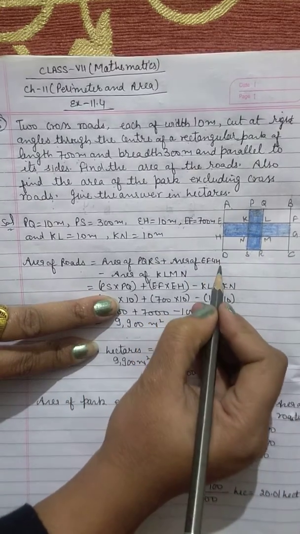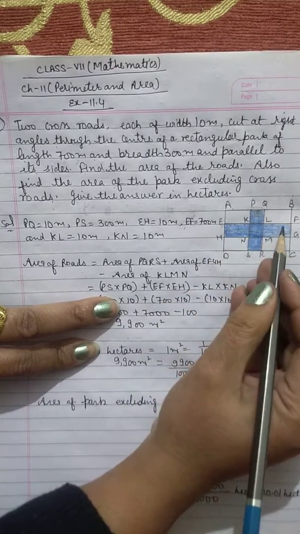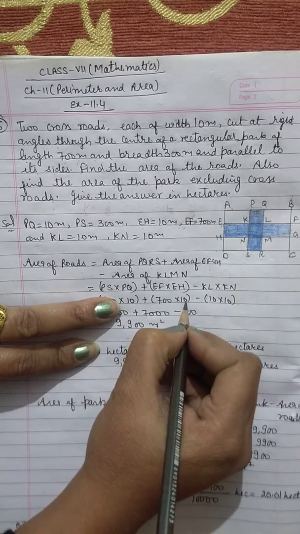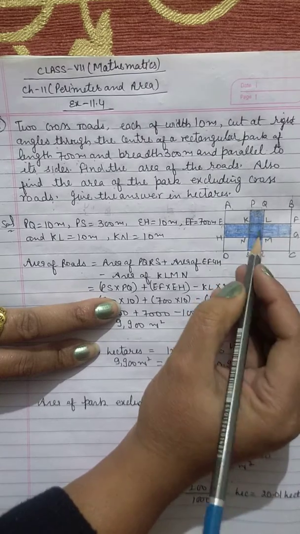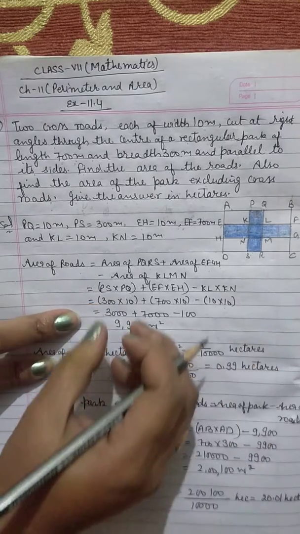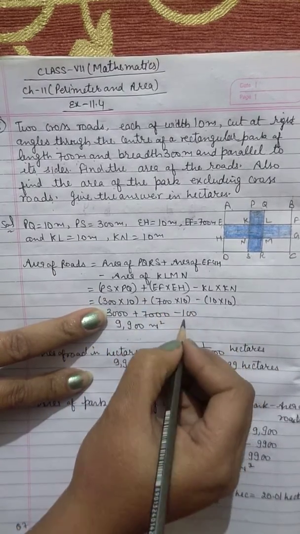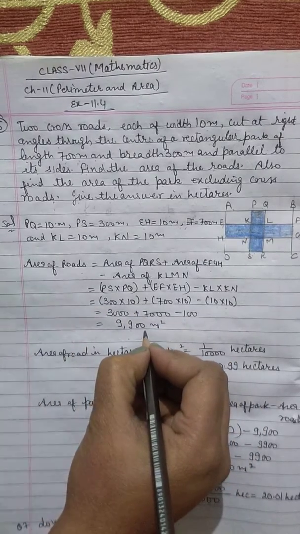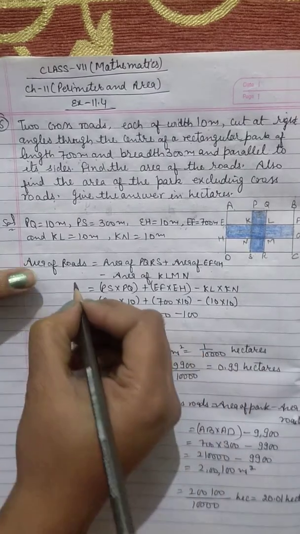Then area of EFGH. In EFGH we can use length as EF and width we can use EH. So here 700 into 10. And when we are going to find out the area of KLMN, the length is also 10 and breadth is also 10, so 10 multiply 10. On multiplying these brackets, what we got here is 3000 plus 7000 minus 100. And on simplification, we got here 9900 meters square. And this is the area of the roads here.